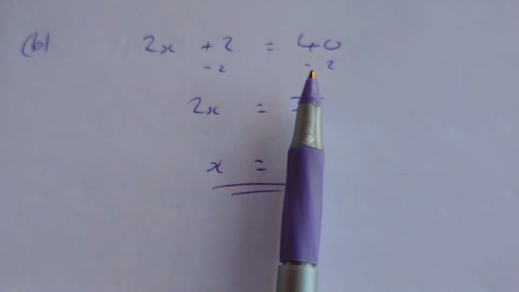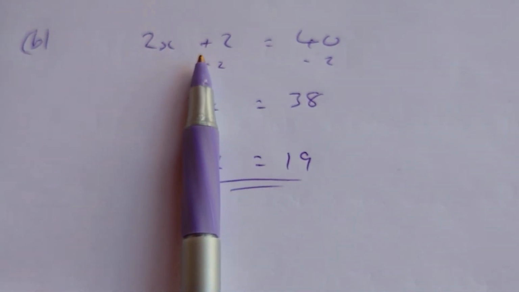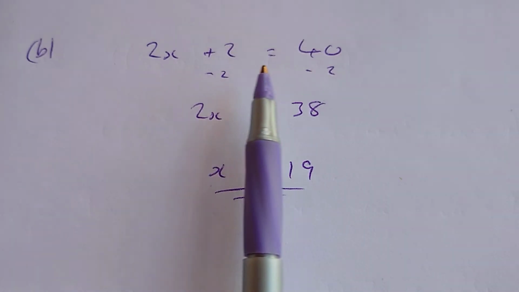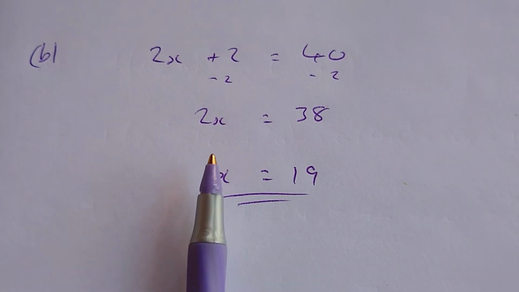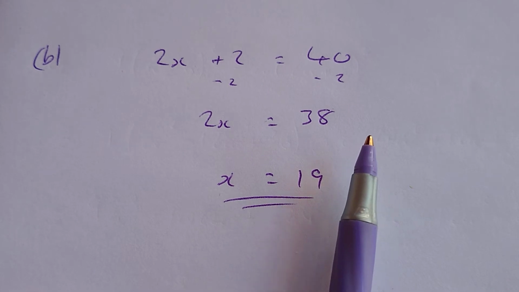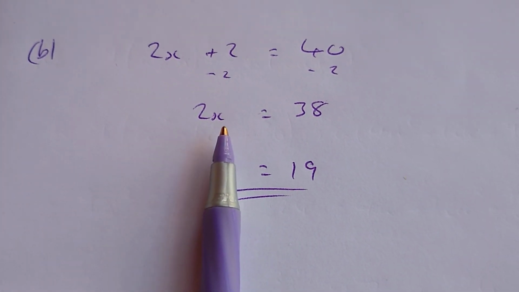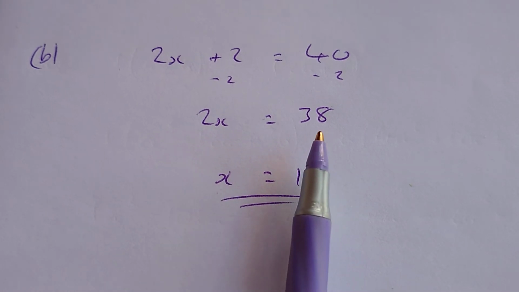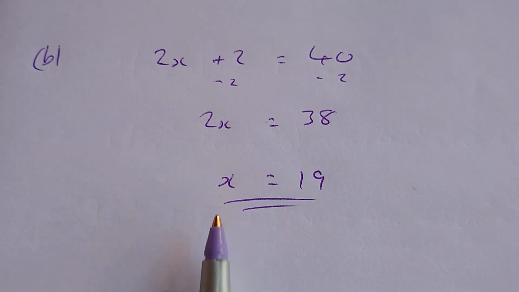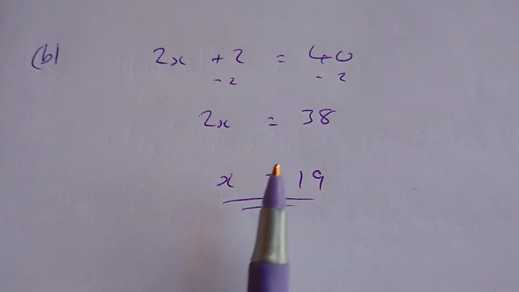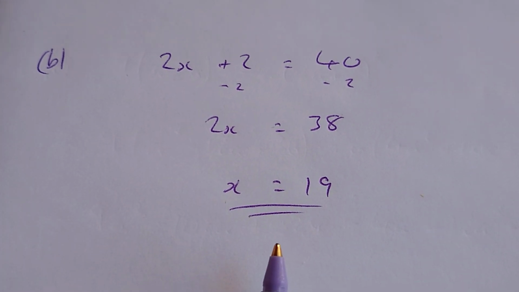So again, we're trying to balance out like a seesaw, so I'm going to subtract 2 from both sides here. So double x, or 2x, equals 38. So I've got 2 x's, I just want 1x, so I'm going to half both sides, because if I half 2x, I'll get 1x, which we just write as x, and half of 38 is 19.